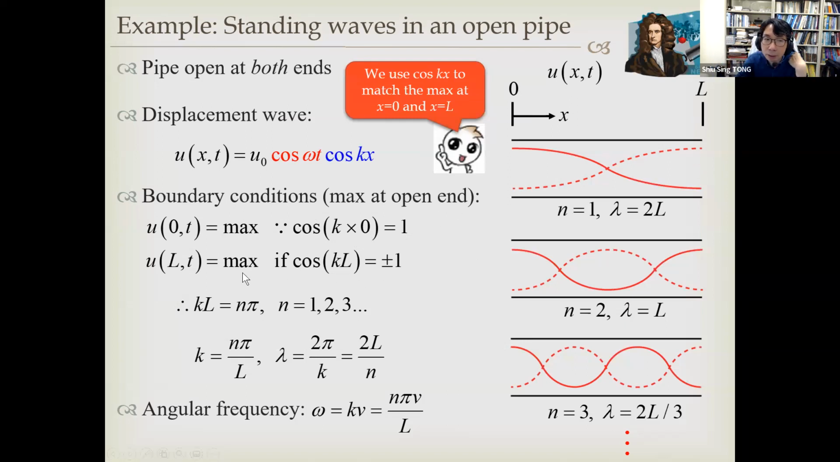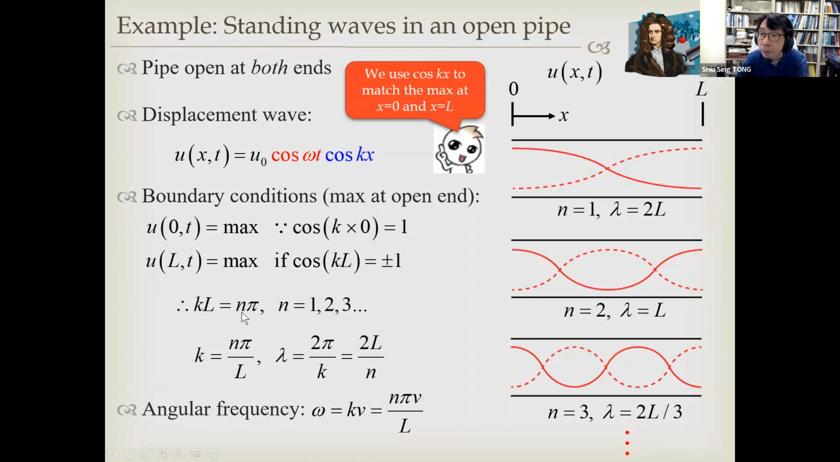How about the other end? The end x equal to L. The x equal to L will be a maximum, will be an antinode if cosine KL is either equal to +1 or -1. Okay, so that is the condition. And that means KL should be equal to n pi. If cosine of an angle is equal to +1 or -1, then the angle should be equal to n pi, where n is a positive integer.